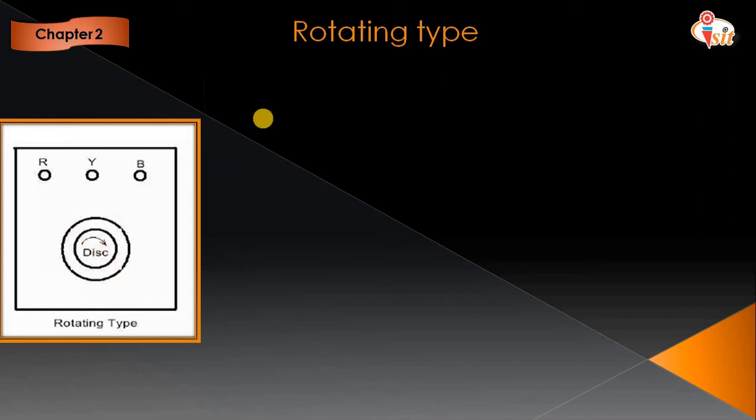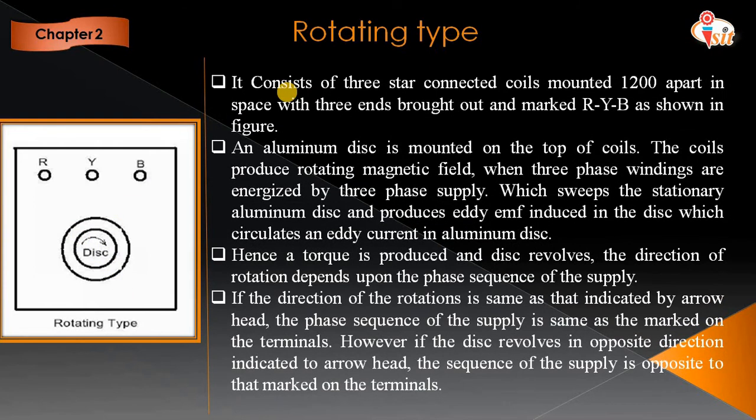Now see here, what are the constructional details of a rotating type phase sequence indicator? It consists of three star connected coils mounted 120 degrees apart in space with three ends brought out and marked R, Y, B. Inside this meter there are three coils R, Y, B, and here we brought a connection from these three coils and marked R, Y, B.